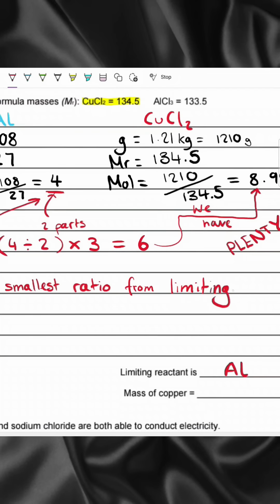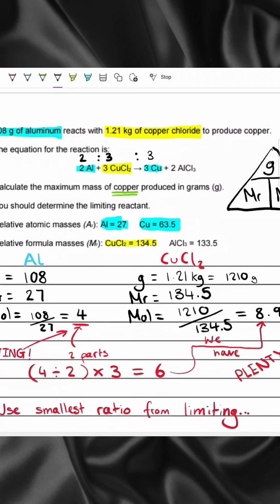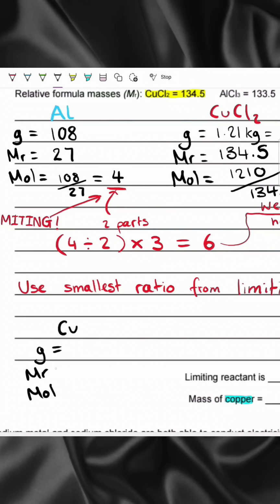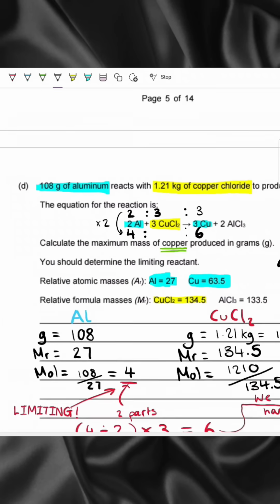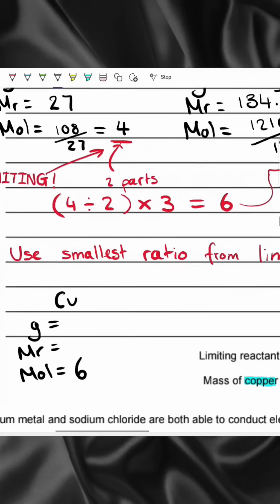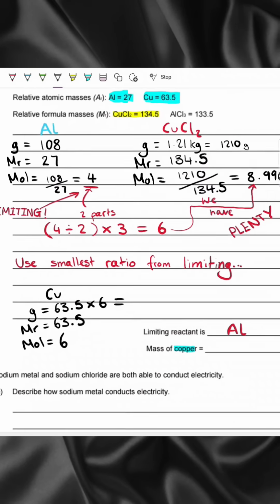So we use the smallest ratio. We're going to stick to what the ratio would have been if that 4 for our aluminium is what we're using. The question now wants the mass of copper, so we'll just do our G Mr Mole again, using the ratio of moles that we discovered earlier to figure out how many moles of that copper we should have, which is 6. So just simply multiply together your Mr and your moles and you've got your mass.